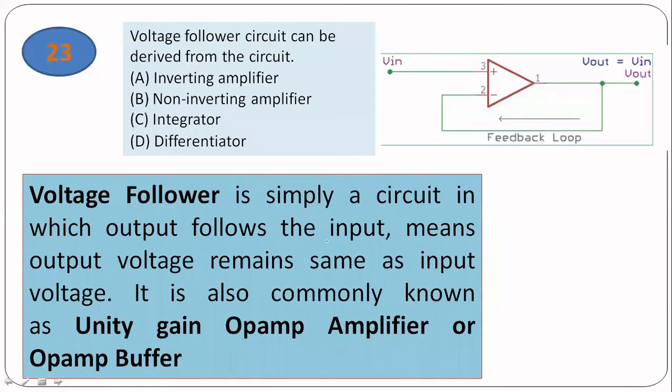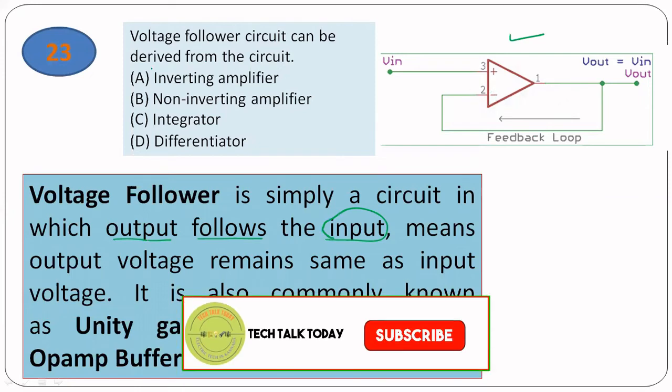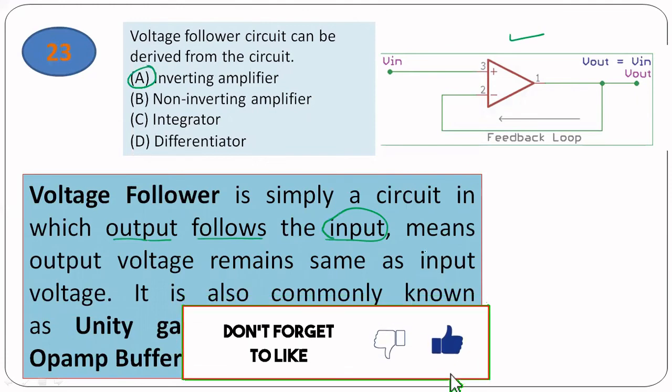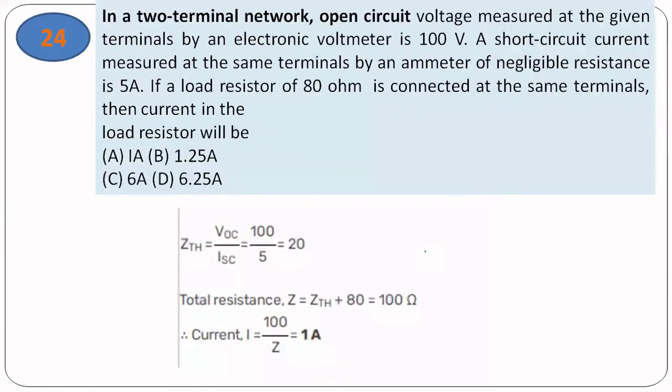So this question is about which kind of circuit a voltage follower circuit can be derived from. Okay, voltage follower is nothing but what? The output follows the input. So the output is following the input, and this is a voltage follower circuit. So this is a very simple voltage follower circuit where you can see that the feedback is taken and given to the inverting terminal. The basic voltage follower circuit can be derived from the inverting amplifier.